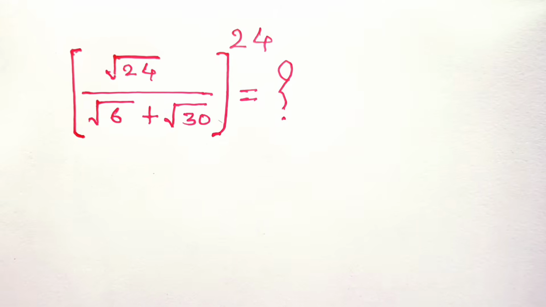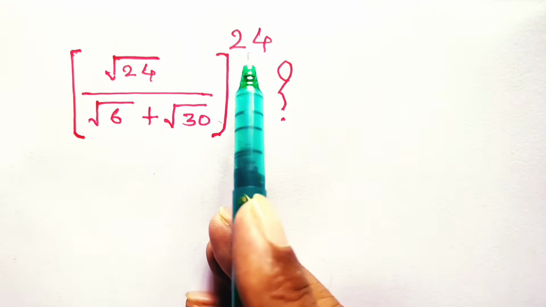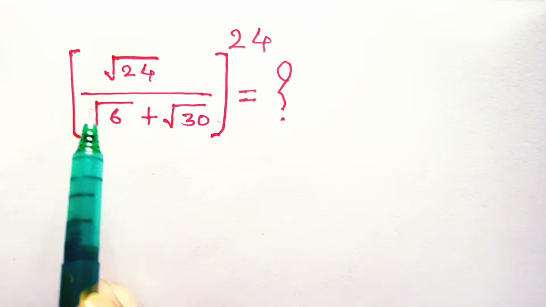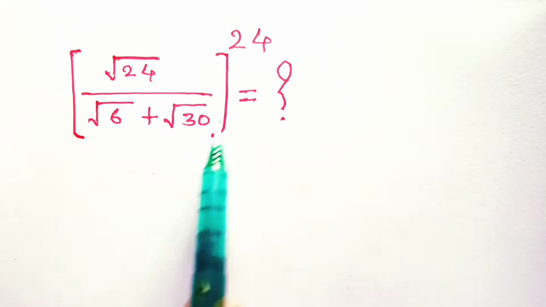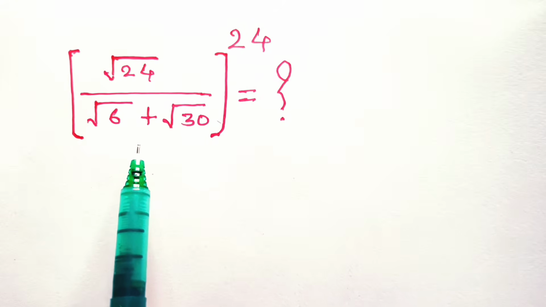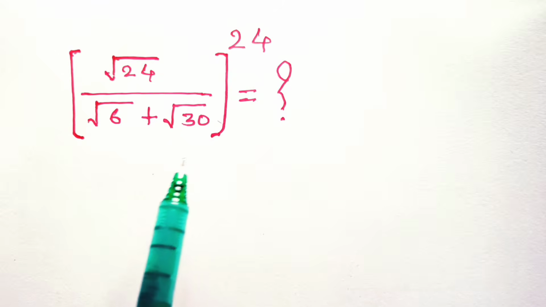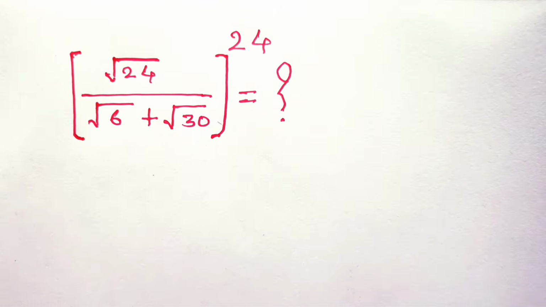Hello friends, we are going to find out the value of a number whose power is the largest number. This number is given in brackets: square root of 24 divided by square root of 6 plus square root of 30, and its power is 24. This sum is solved by many mathematicians in the same manner, but here today we are going to find the value of this number in a different manner, and the final answer will be in a different format. So let us solve this sum.